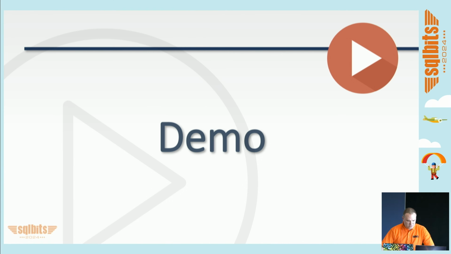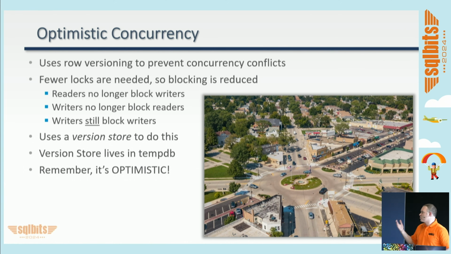So we're just done talking about pessimistic concurrency. Now let's talk about optimistic concurrency, right? Instead of trying to use lots of locks, we're going to try to use row versioning to prevent issues. And we're going to take fewer locks, hopefully. So there should be less blocking because there's fewer locks. Readers will no longer block writers. Writers will no longer block readers. Writers will still block other writers, okay?